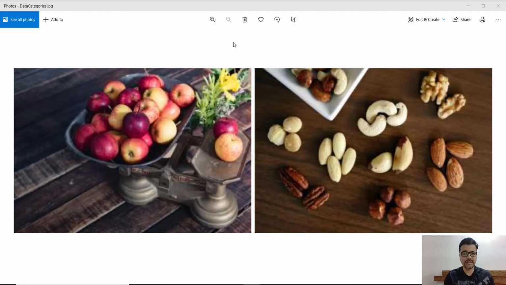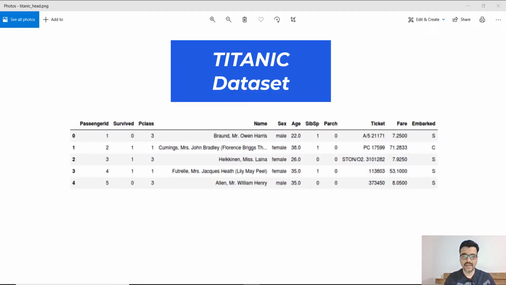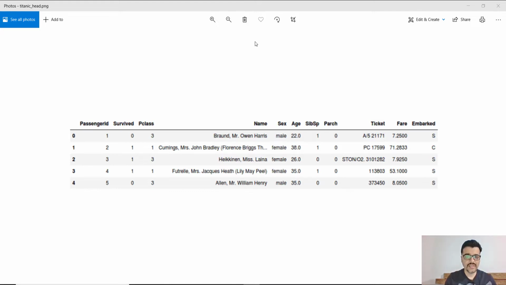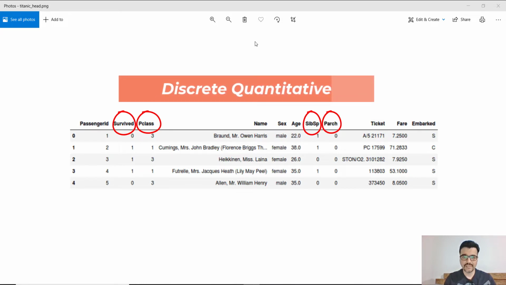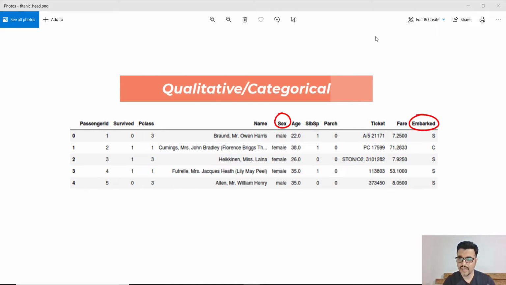So these can be numeric data, and the other type of data is qualitative data, the one which represents the categorization of data. So here in the second image, we can categorize this image by the type of fruit, which is dry fruit. Now we will take the example of the Titanic dataset and categorize each of the columns as continuous and discrete under quantitative data, and qualitative data. Here you can see that Survived, Pclass, SibSp and Parch come under discrete quantitative data, and Age and Fare come under continuous quantitative data. Also, Sex and Embarked can be marked as qualitative or categorical data.